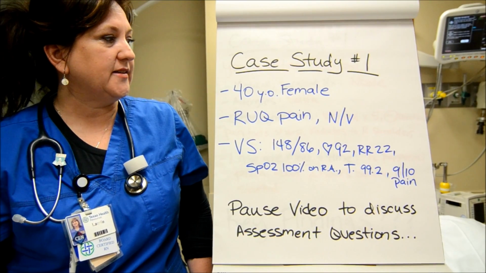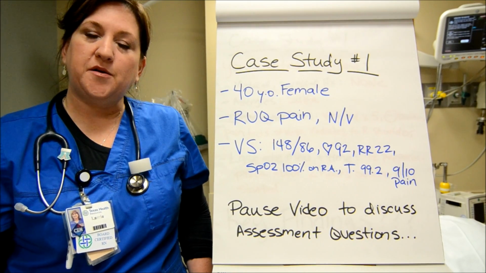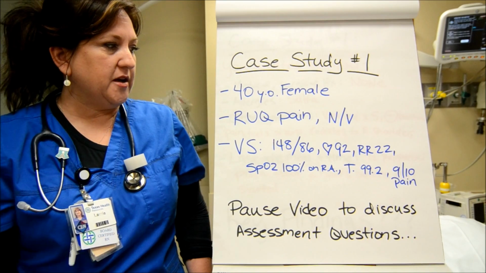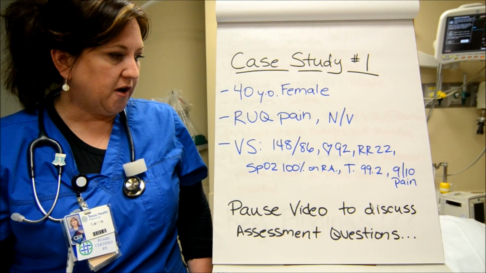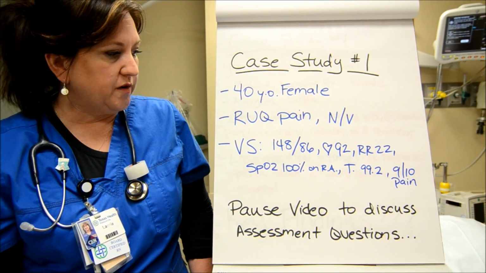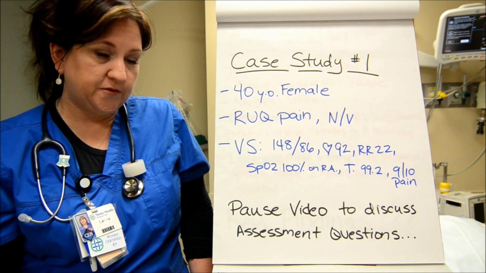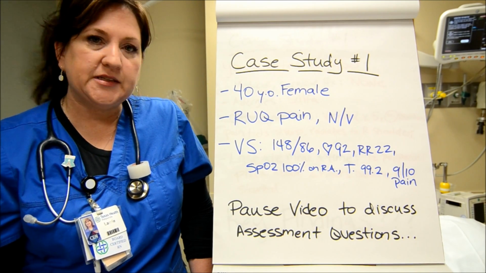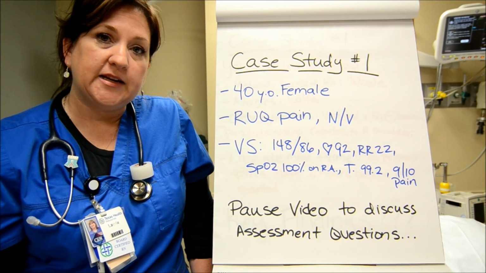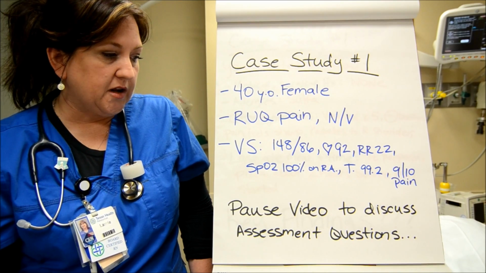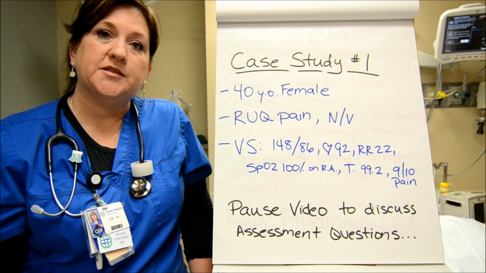Our first case study, this is a 40-year-old female. The triage nurse has placed this patient into your room, and she's complaining of right upper quadrant pain with nausea and vomiting. Her vital signs are 148/86, heart rate of 92, respiratory rate of 22, sats are 100% on room air, temperature is 99.2, and she's complaining of 9 out of 10 pain. So we're going to have you pause the video to discuss your assessment questions.